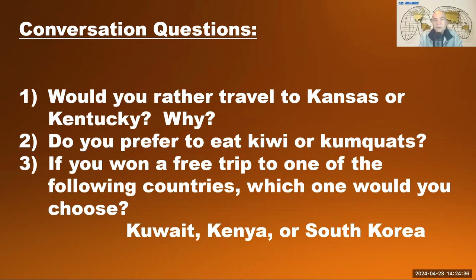What about you? Maybe you love kumquats. I don't know. What's your preference here? Kiwi or kumquats?